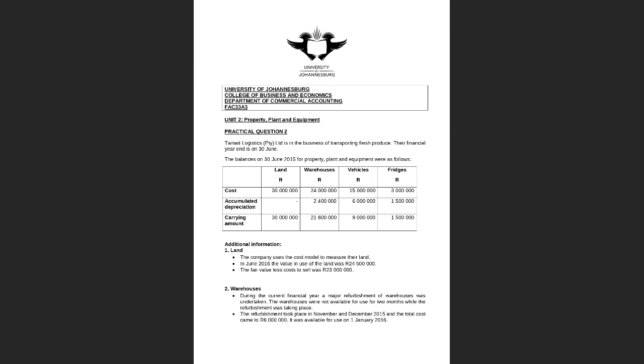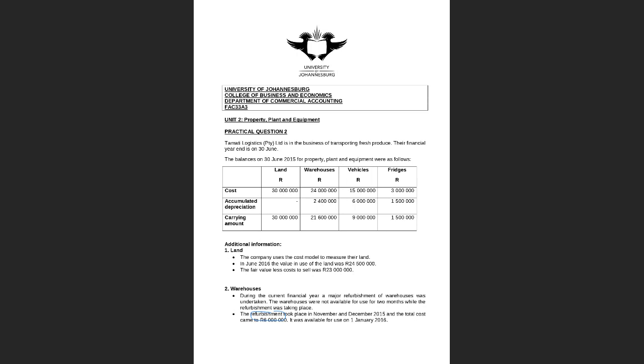So this refurbishment is like an addition. Basically what happened was we added to the cost of an asset. Refurbishment, you can Google it if you don't understand what it means. It's basically when we add on or do an improvement or renovation to that warehouse. So that's what a refurbishment basically is. So it should be shown as an addition.